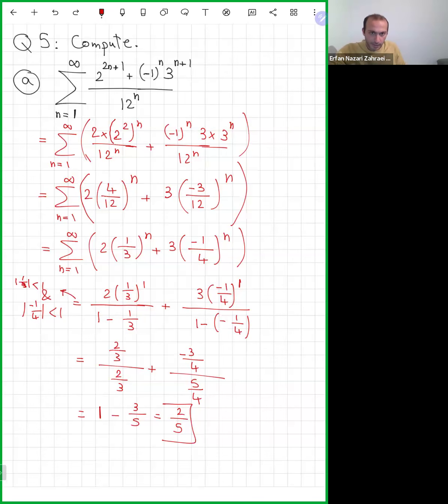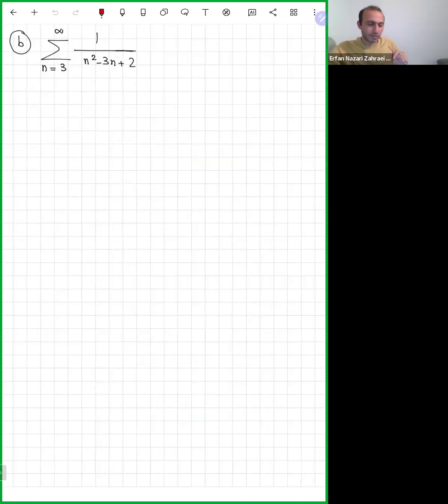Okay, then this is the end of the first question. Now the more interesting question, it's this one. Again, we want to find the exact sum.